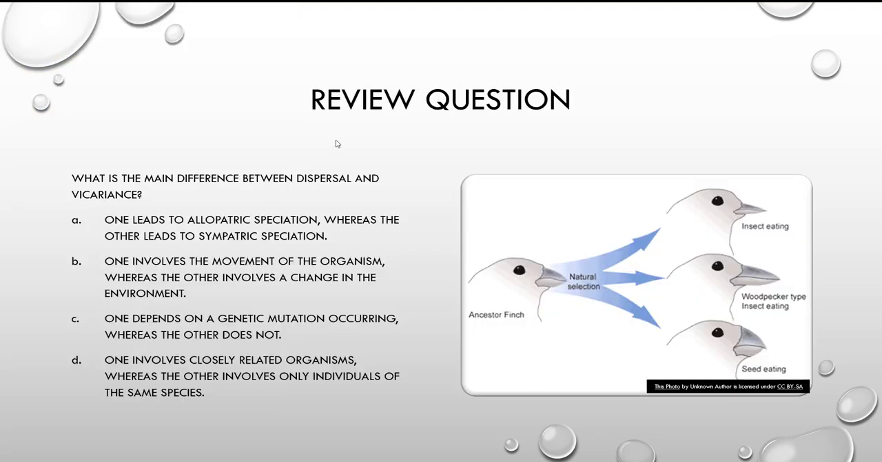Here's another question. What is the main difference between dispersal and vicariance? Is it A, one leads to allopatric speciation, whereas the other leads to sympatric speciation? B, one involves the movement of the organism, whereas the other involves a change in the environment? Or is it C, one depends on a genetic mutation occurring, whereas the other does not? Or is it D, one involves closely related organisms, whereas the other involves only individuals of the same species? So what's the main difference between dispersal and vicariance?